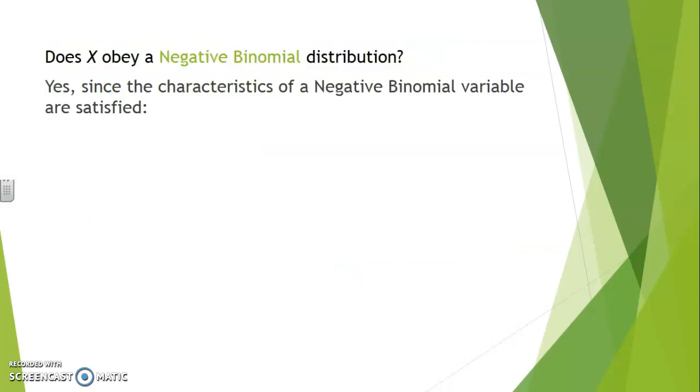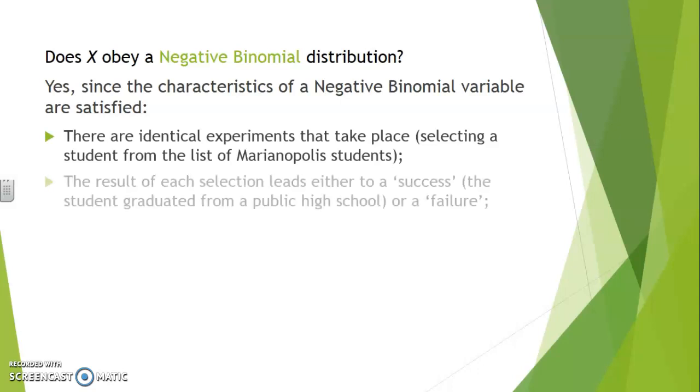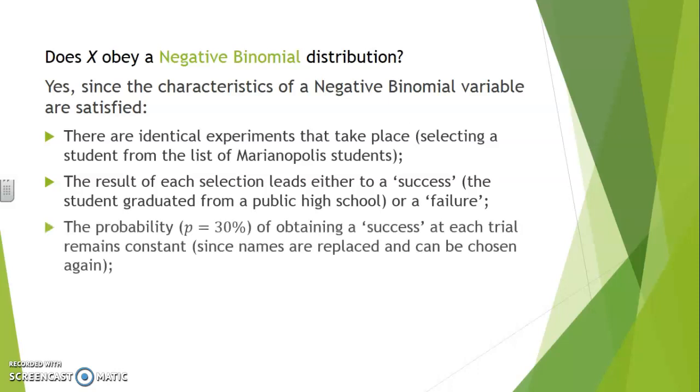Does x obey a negative binomial distribution? Well, in order to answer this, we have to verify that the characteristics of a negative binomial are observed. The experiments are identical. We're selecting students from the same population. Each interview will lead to a success or to a failure, that is, coming from a public high school or not. At every trial, there is a 30% chance of a success since names are replaced after being selected.